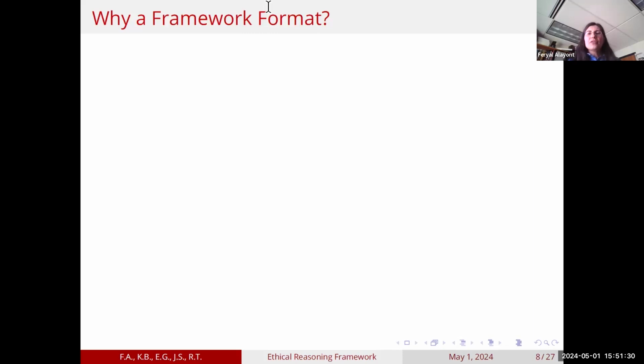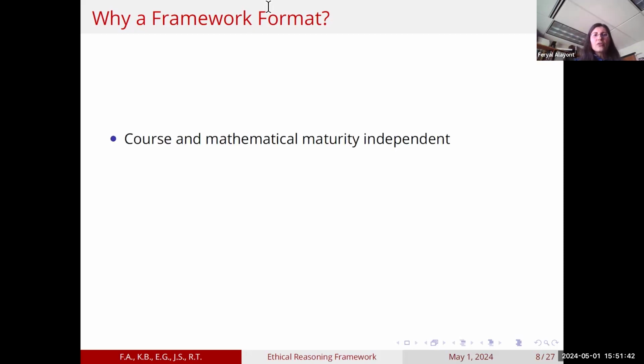So now we're using a framework format, which we will explain in a little bit. But why are we using a framework format? Why are we not just saying, oh, let's create a few case studies and then have students do those things? Well, because we want our framework, or the way we're incorporating ethical reasoning into courses, to be course and mathematical maturity independent, mathematical maturity in terms of our students. So we could have problems in a pre-calculus intermediate algebra class that use ethical reasoning, but also in a 400 level numerical analysis class, or wherever things are applied in an upper level class.